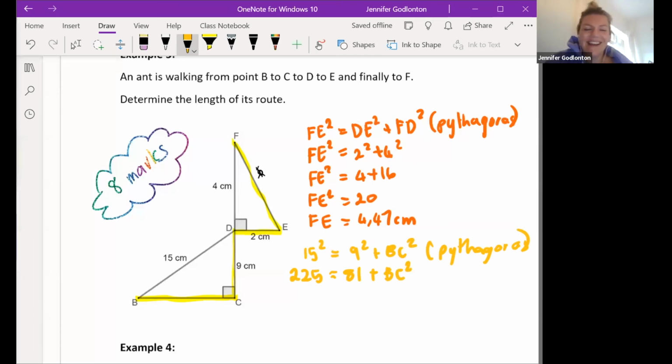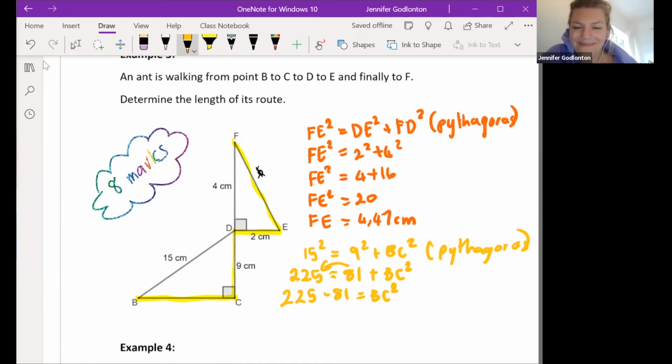Oh no, we've taken a turn. Okay, thanks. Can you talk me through it from here, first with the numbers that are on the board? Sure, ma'am. You would take 81 and bring it over to the other side, and it'd be 225 minus 81 equals BC squared.